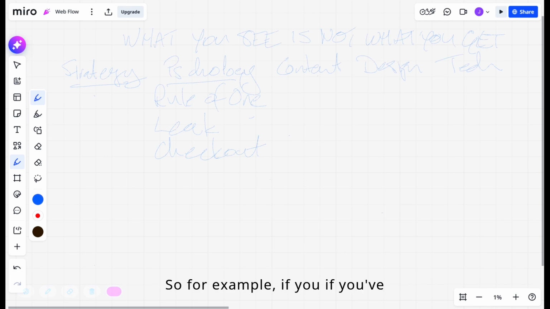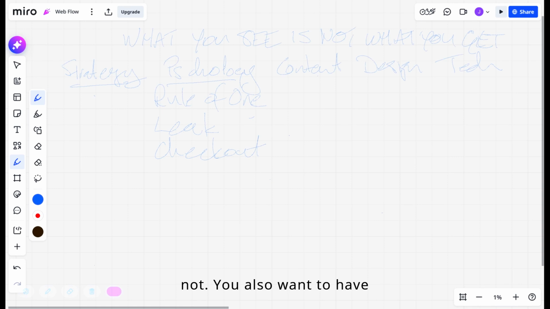So, for example, if you've got a form with fields in it, you really don't want to have more than 3 or 4 fields max, unless you're trying to qualify high ticket leads, where you may want to ensure that tire kickers don't make it through, and you need more information about whether the visitor qualifies or not.